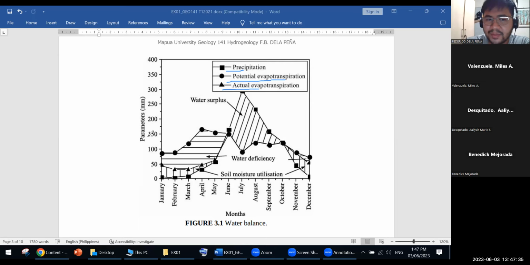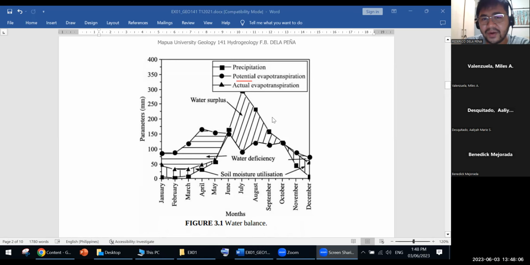Your precipitation, medyo obvious, it's just the amount of rainfall, as usually expressed in depth, like inches or millimeters. Potential evapotranspiration basically is a theoretical number. It's a theoretical number that is linked to the temperature. It's purely a function of temperature, yung potential evapotranspiration.